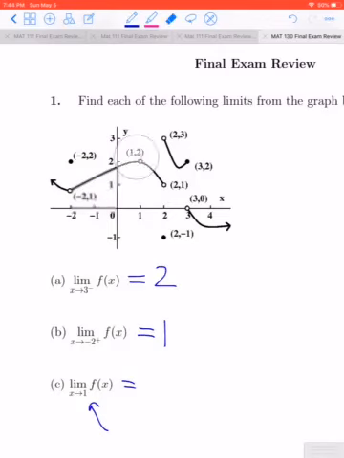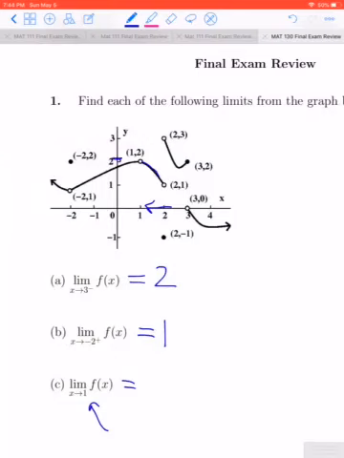If we look at approaching 1 first from the left-hand side, we see that the function is here and it's going up and up and up, and it's approaching the y value of 2. Similarly, if we approach 1 coming in from the right-hand side, the curve is right here. It's also approaching that common y value of 2.